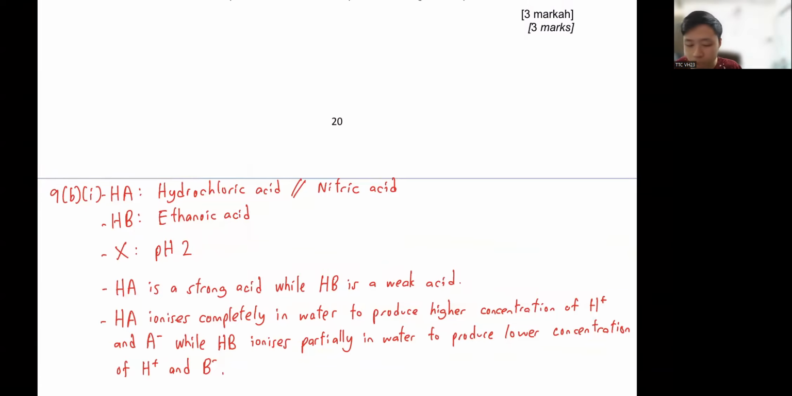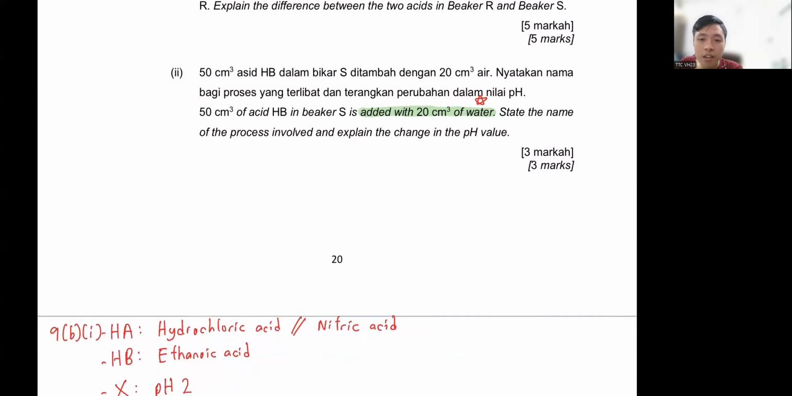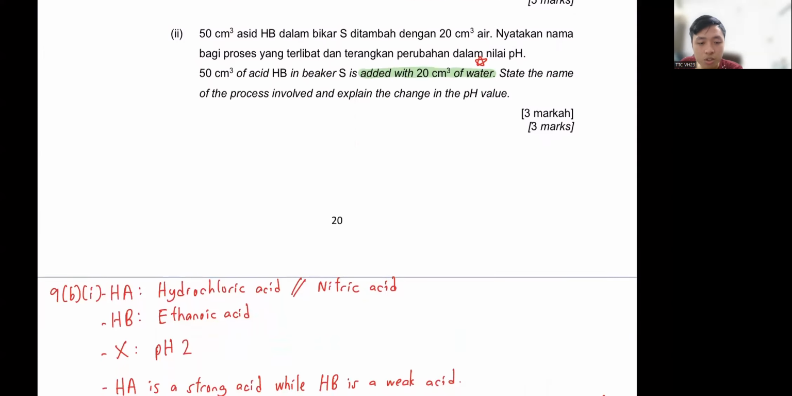Okay, now B2. They ask: 50 cm³ of acid HB in beaker S is added with 20 cm³ of water. State the name of the process involved and explain the change in the pH value. Suddenly the acid gets extra water. What happened? You might not remember, but what's the process name? Adding water. Basically, this one is dilution.